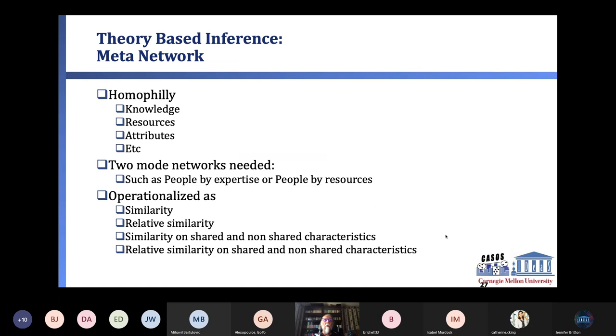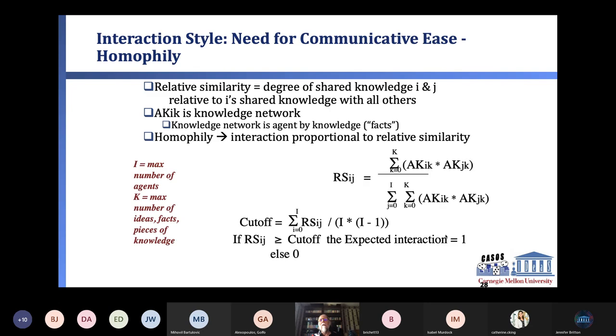Homophily is the one we mentioned before. You have a mental model of similarity to other people, and you're going to be more likely to interact with other people who are more similar with you, more similar with your mental model of them. And so that's important. And so you can have relative similarity on knowledge. And this is basically saying, what do I know? What do I think? What are my opinions, my views?